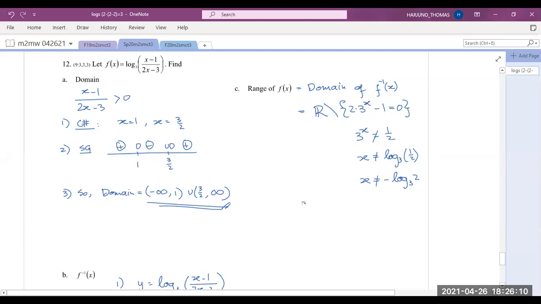Now then, from here we say this is all real numbers except negative log base 3 of 2. Wait, am I recording this? Yes, I am recording this.